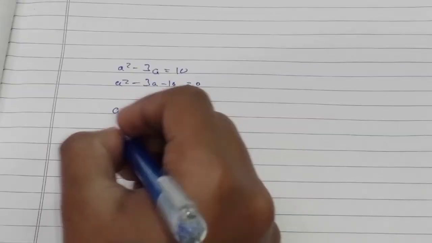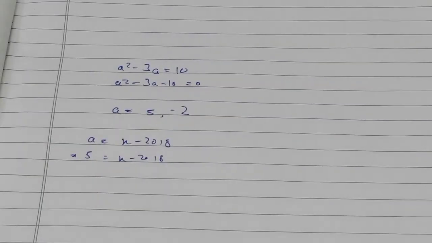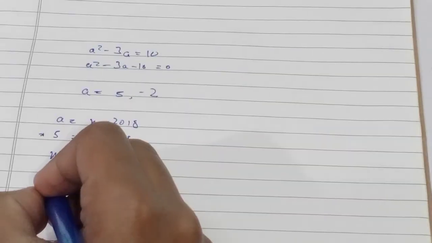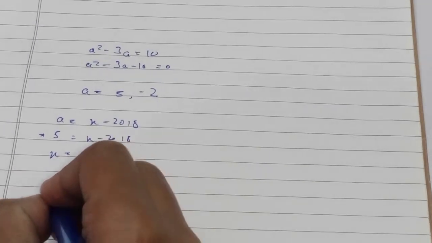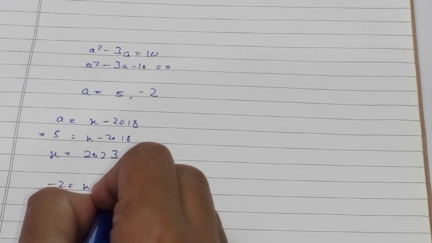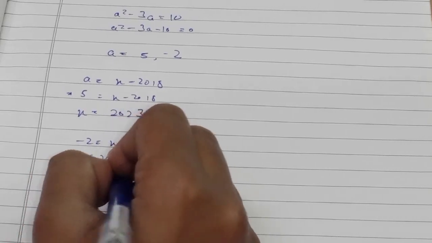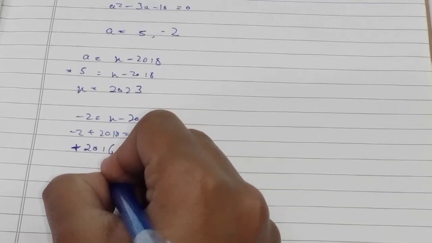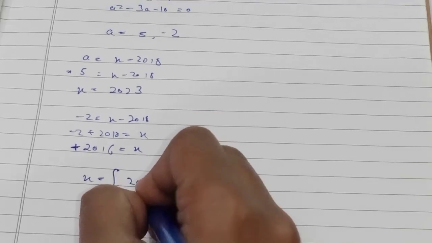So if we put 5 here, this is x - 2018, we will get the value of x equal to 2023. And we have another equation, that is -2 = x - 2018. We get -2 + 2018 = x, and this is 2016. So the two values for x are 2023 and 2016. So this is our answer.